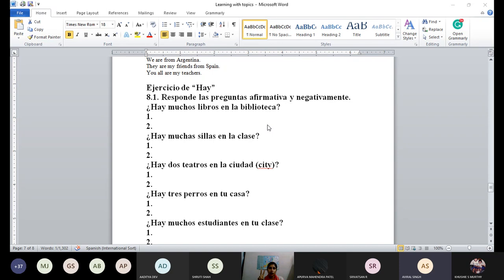So we call it double negation. When there is double negation, the second no comes before hay. No, comma, no hay muchos libros en la biblioteca. And why do I put it before hay? Because it has to be given before the verb. I told you before that it has to come before your verb, and since hay has the verb also, that's why we put it before hay. So no, no hay muchos libros en la biblioteca. ¿Vale?